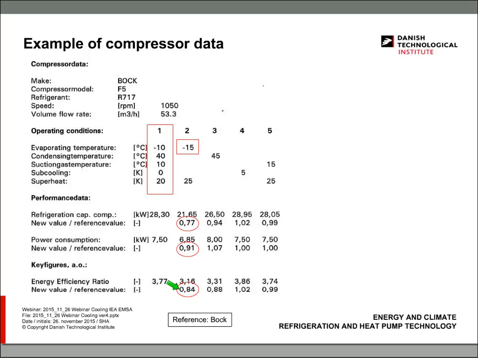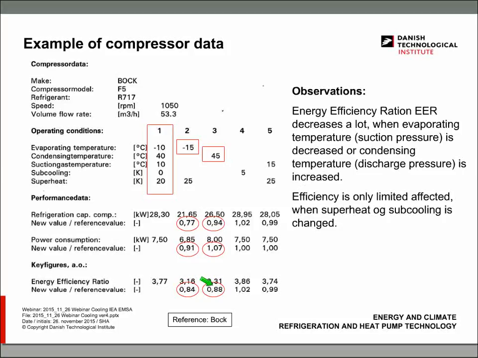You lost 16% in efficiency. And if you do the same thing with the condenser, meaning you increase the condenser from 40 to 45, by 5 degrees, you lose capacity, you increase power consumption, and you lose efficiency. So the consequence of all this means that the energy efficiency ratio, as you saw, is decreasing when you decrease evaporating temperature or increase discharge pressure, because in that case, of course, the pressure differential gets higher and the power consumption gets bigger and the efficiency gets limited.